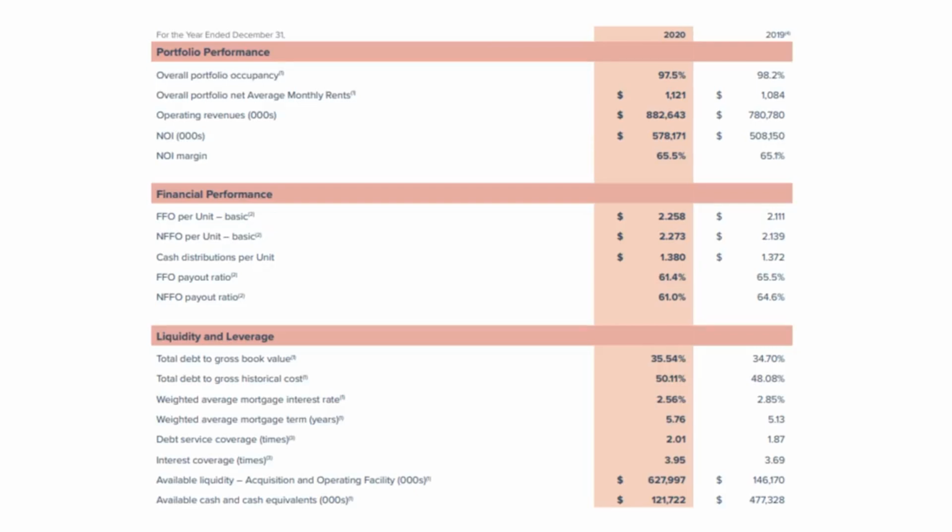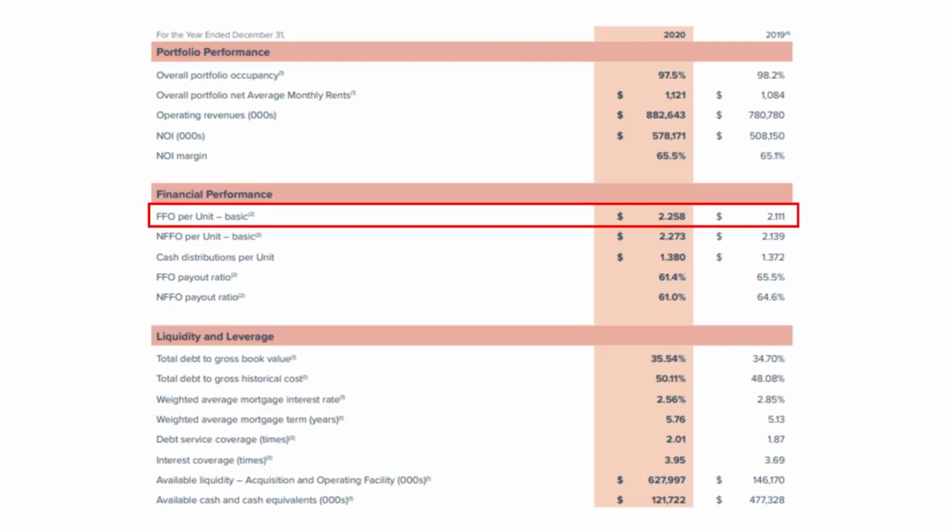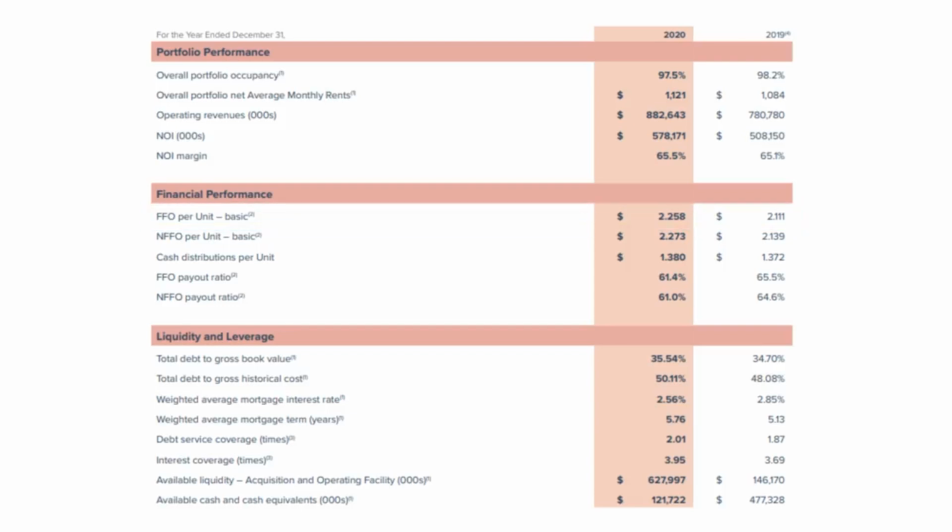But if we get down to financial performance, you're going to see the FFO per unit of $2.25. Now, if we quickly look to what CAPREIT is paying on an annual basis, they're paying a forward annual dividend rate of $1.38. So if we calculate the payout ratio in terms of that, we get a payout ratio of 61.3%, indicating that Canadian Apartment REIT's payout ratio is more than safe at 61% of funds from operations.